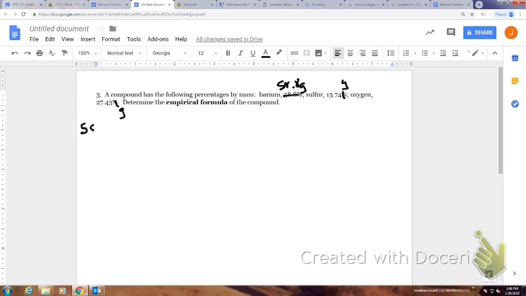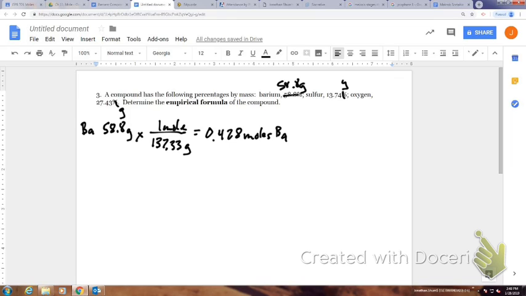So our first one is barium, right? 58.8 grams. We're going to convert that to moles. Barium has a molar mass of 137.33 grams. So if I convert that, 58.8 divided by 137.33 gives me 0.428 moles of barium.